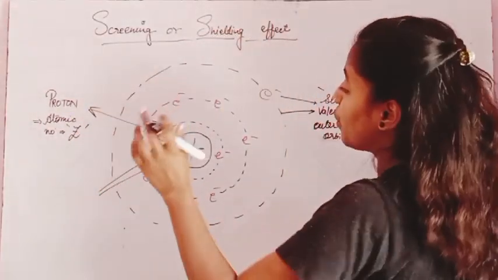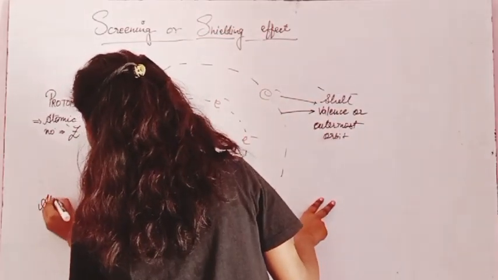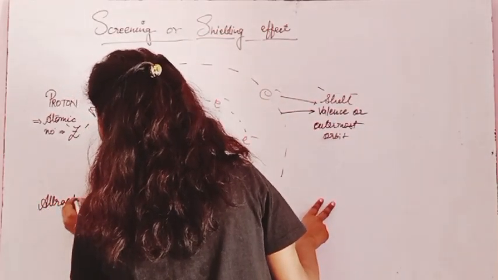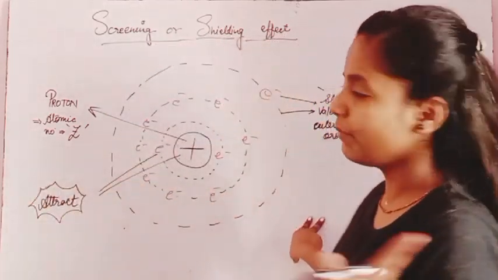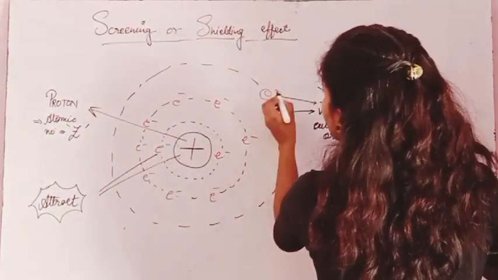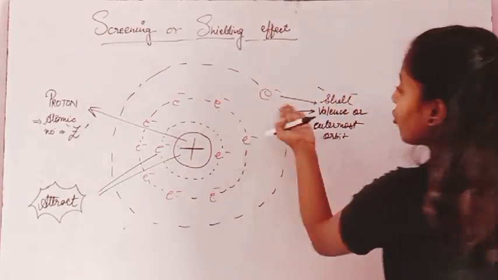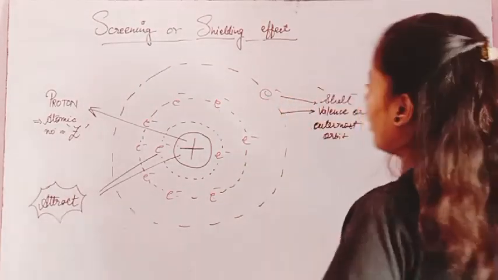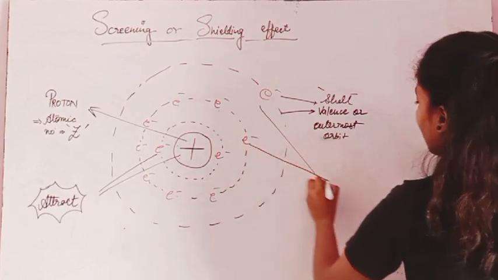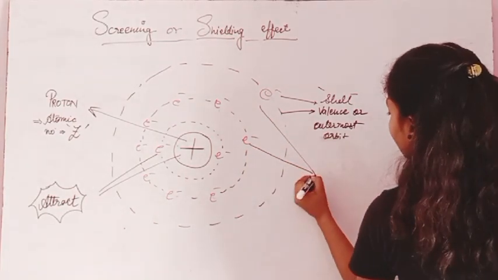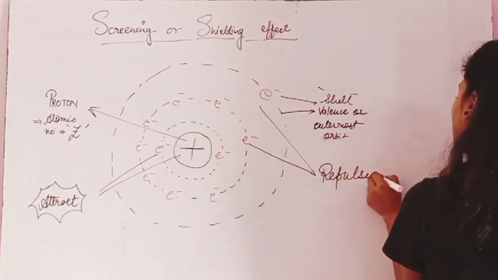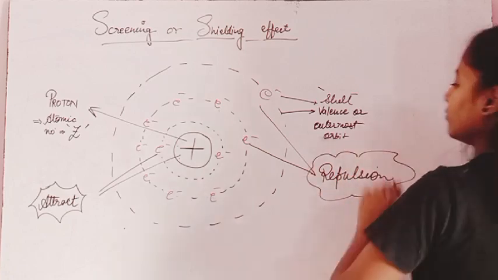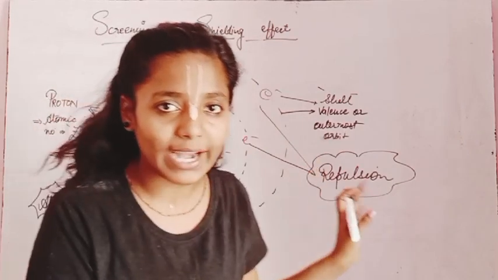Everyone, they both will attract each other. Okay? And secondly, what happened? These electrons which are nearer to each other will show some kind of, yes, you are saying right, that is your repulsion. Have you understood this particular diagram?